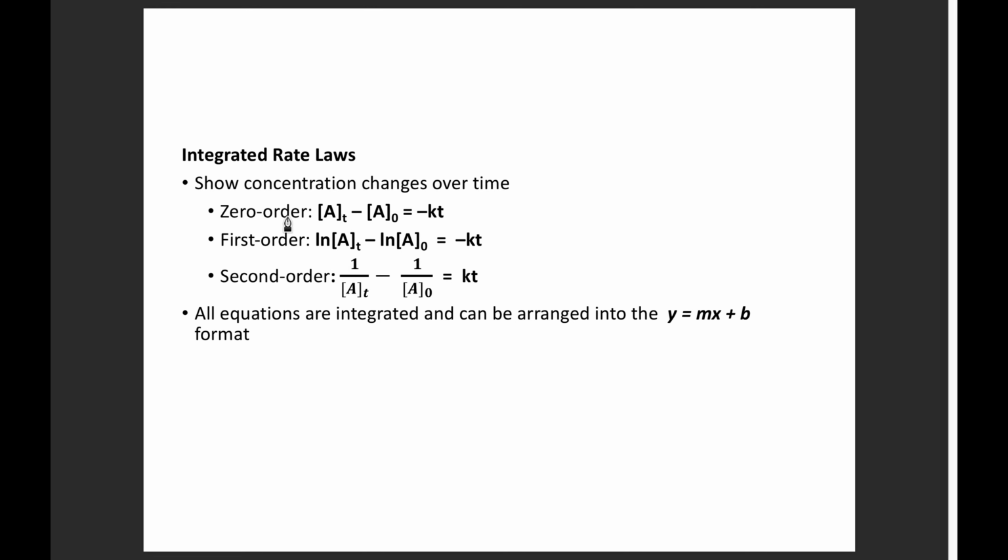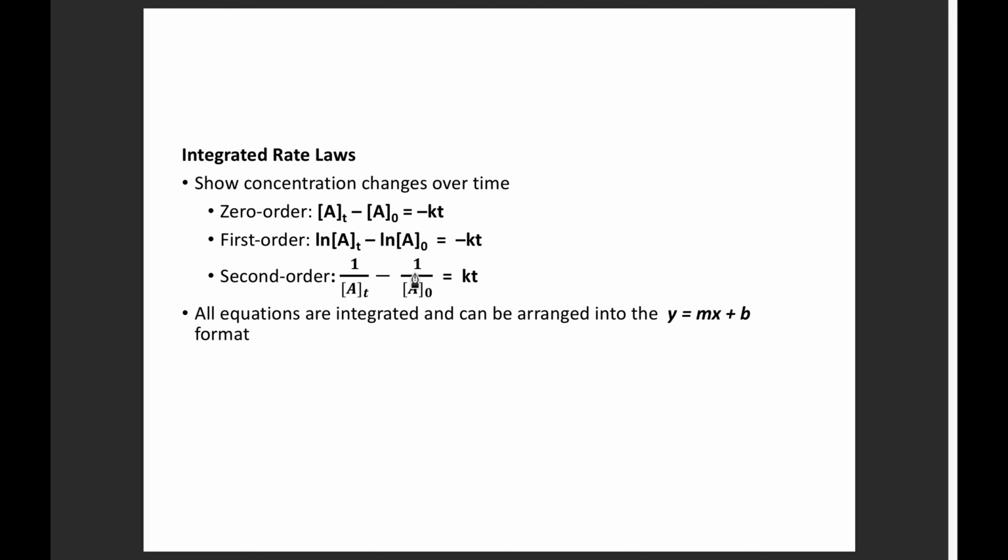And they're almost exactly the same if you think about it. Other than the no log flipping, they're almost the same. You have your final concentration at time t minus your initial concentration equals negative kt. You have the log of your final concentration minus the log of the initial concentration equals negative kt. And then you have the flipped final concentration minus the flipped initial concentration equals kt. The only reason there's no negative sign here is simply because these are flipped, and that's going to result in a positive sign there. So that is essentially one easy way to remember the equations for each order and how they differ.